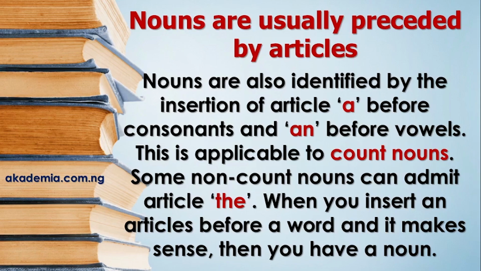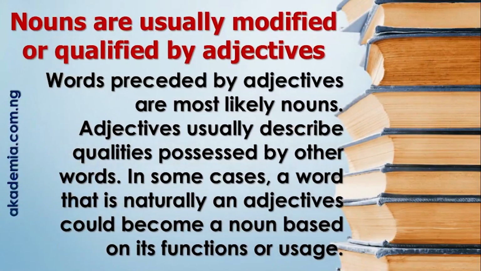So when you insert an article before a word and that word makes sense, then what you have is a noun. Let's look at this further. Nouns are usually modified or qualified by adjectives. Words that are preceded by adjectives are most likely nouns. When an adjective precedes a word, that word is a noun. Adjectives usually describe qualities possessed by other words.